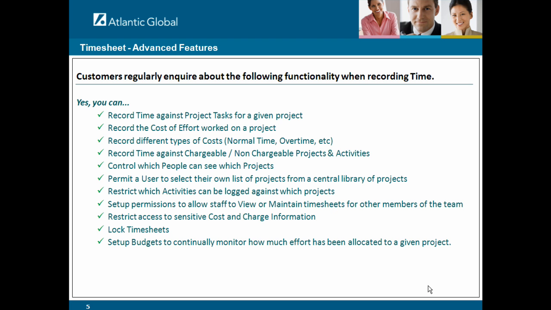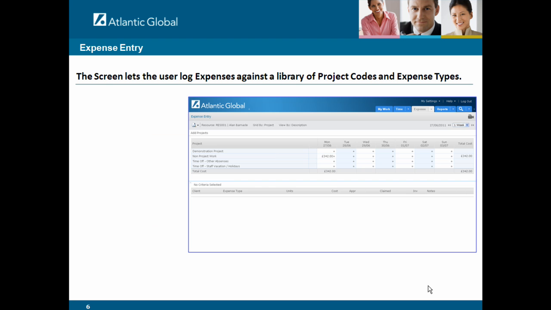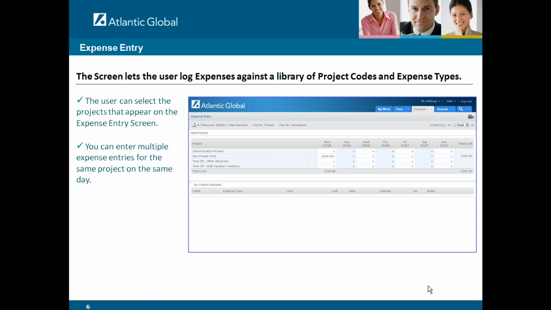Let's look at the expense functionality. The expense entry screen. This screen lets a user log expenses against a library of project codes and expense types. The user can select which projects appear on the expense entry screen. You can enter multiple expense entries for the same project on the same day. The administrator can restrict which expense types may be logged against each project.